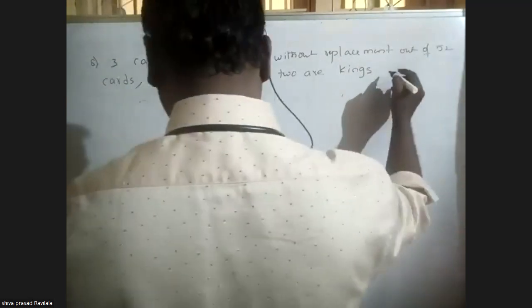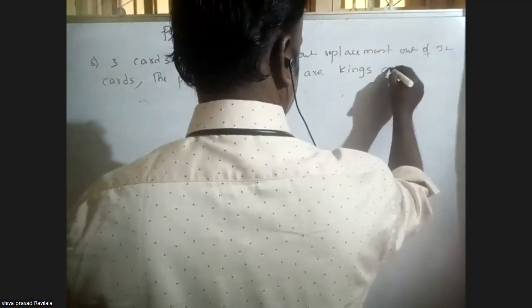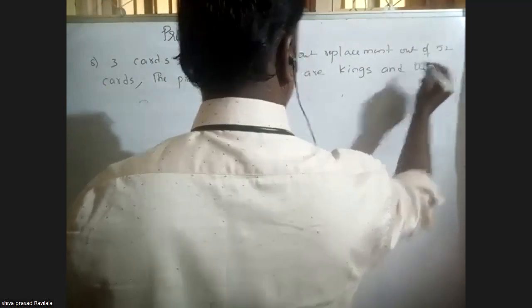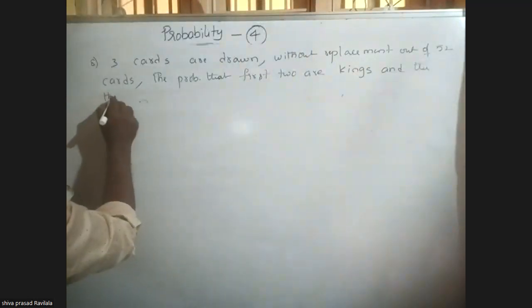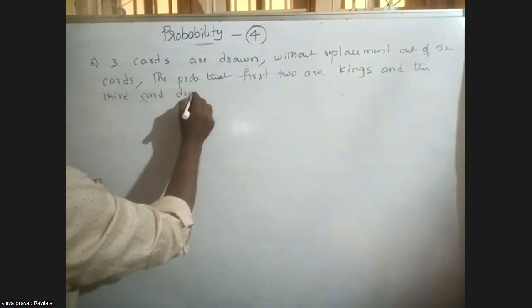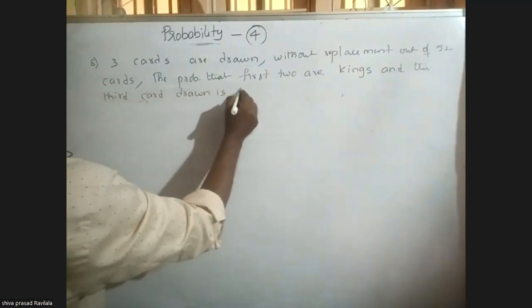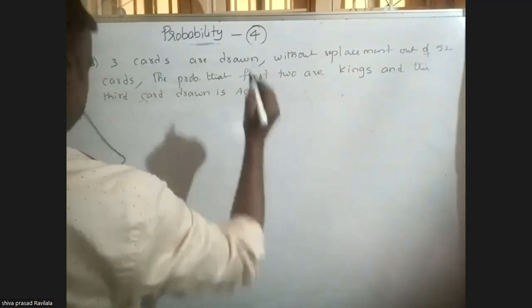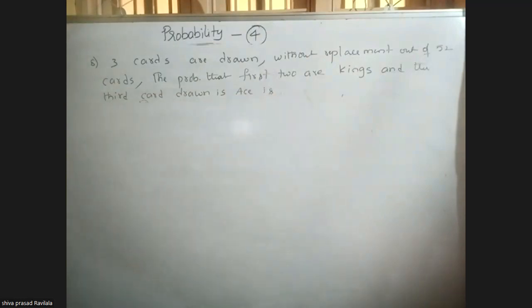And the third card drawn is an ace card. Blanks. Anybody? 3 cards are drawn without replacement out of 52 cards. The probability that the first 2 cards are kings and the third one is an ace card.